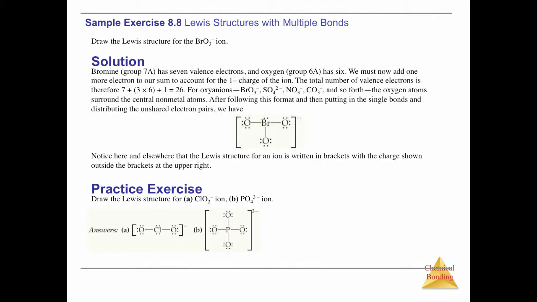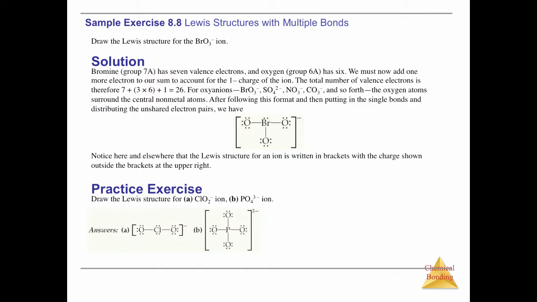Sample exercise 8.8, Lewis structures with multiple bonds. Draw the Lewis structure for the BrO3- ion. Bromine has 7 valence electrons and oxygen has 6. We must now add 1 more electron to our sum to account for the -1 charge on the ion. The total number of valence electrons is therefore going to be 26.